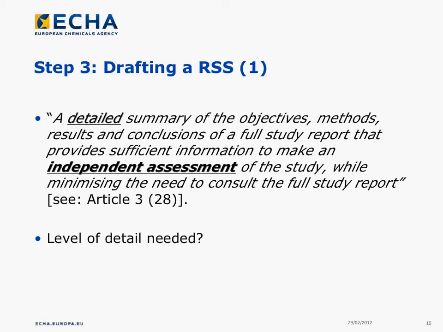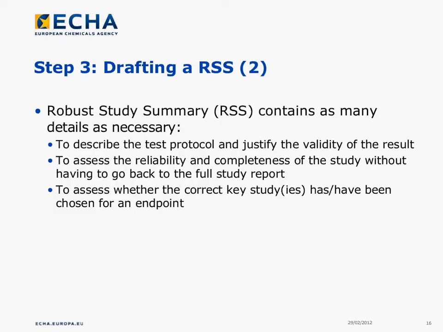The question is, therefore, what is the level of detail that is needed for a robust study summary? Generally speaking, the robust study summary should contain as many details as necessary. The bottom line is that scientists at ECHA should be able to assess the reliability and the completeness of the study by the text of the robust study summary, which therefore needs to describe the test protocol and justify the validity of the results, but also needs to demonstrate that the correct key study or key studies have been chosen for a specific endpoint.